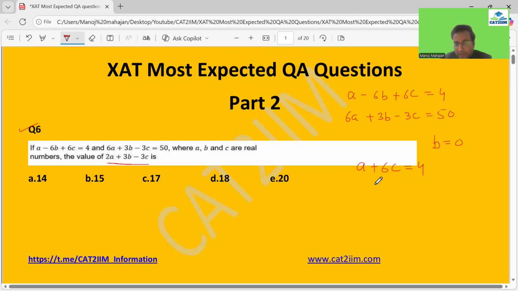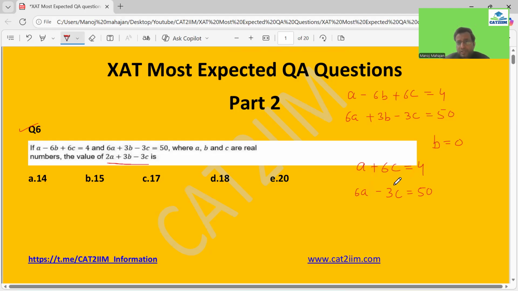So what is coming out? a plus 6c is 4. And what do I have over here? 6a minus 3c is equal to 50. So let's calculate now the values of a and c, because we have 2 equations and 2 unknowns over here, keeping b as 0.